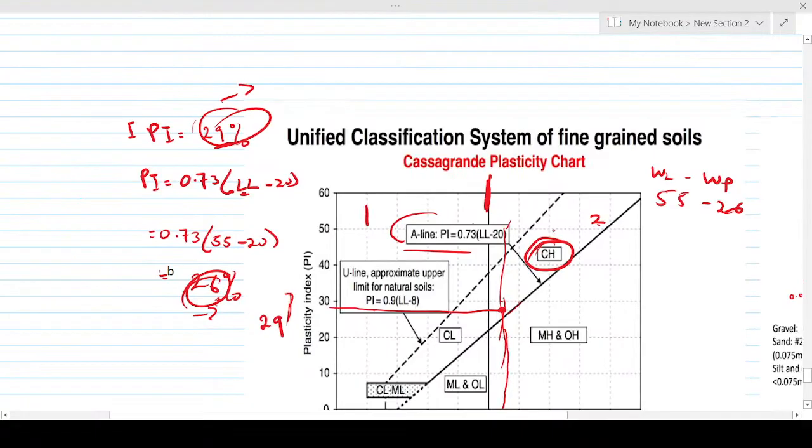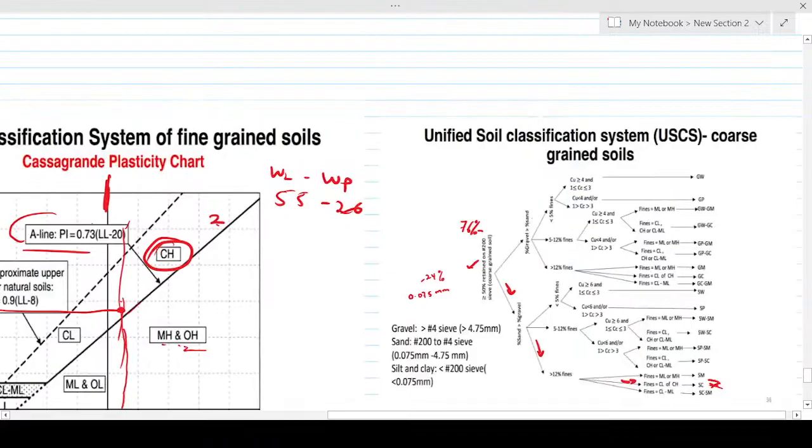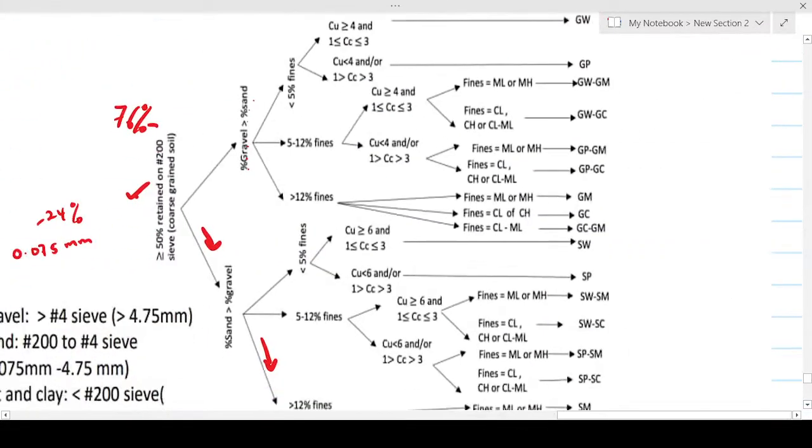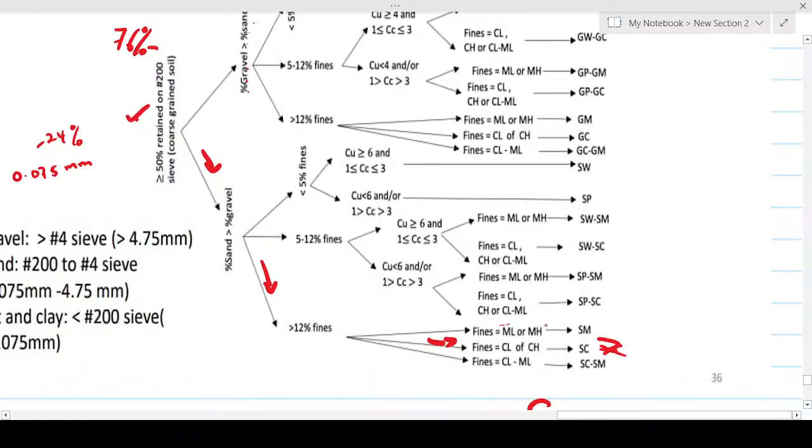So assuming that it was supposed to plot below, meaning that I'm going to get MH and OH. So when I come to my graph, my table, MH or OH, which is somewhere here, meaning that I was supposed to use this, then I'll be getting SM as a classification. So we'll go and find out whether it's going to be SM or SC. Check that one too.